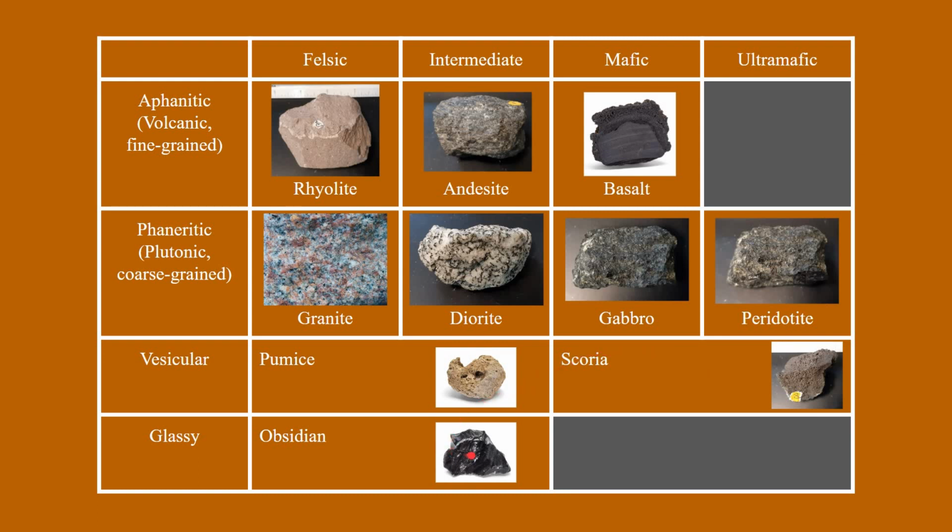And you can also get these glassy rocks like obsidian, and obsidian forms when the magma cools so quickly that there is no time for minerals to form, so it just forms this sort of amorphous material, this glass-like material, which doesn't have a crystal structure.